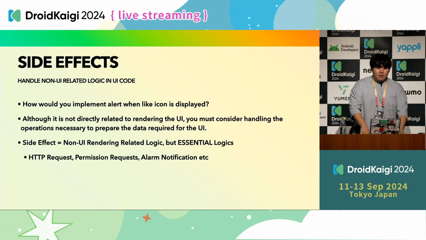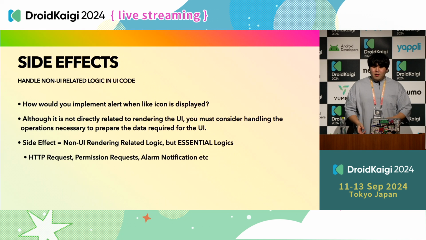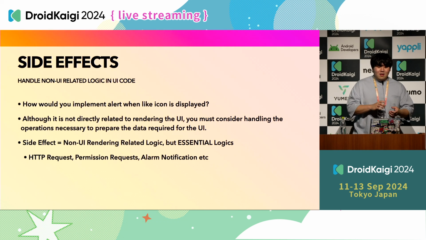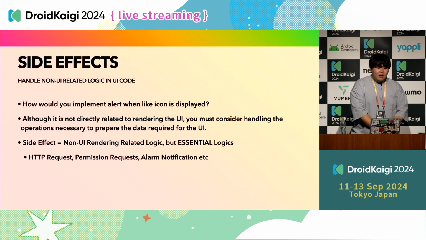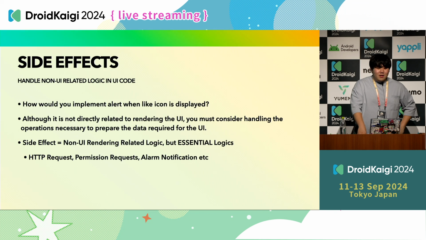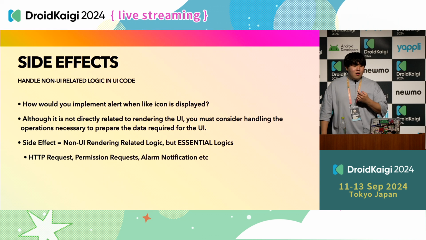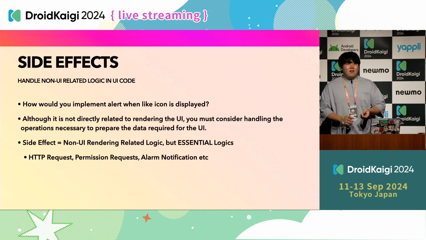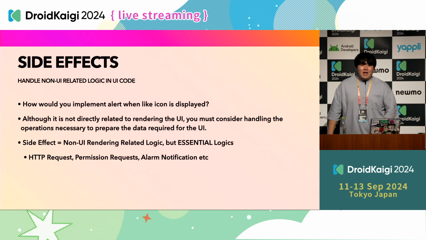Such logic is not about rendering the screen itself, but rather about performing the necessary tasks to ensure the screen is displayed correctly. In Declarative UI, this type of logic is referred to as a side effect. Examples of side effects you may be familiar with include HTTP requests, permission requests, and, as I said, notifications.